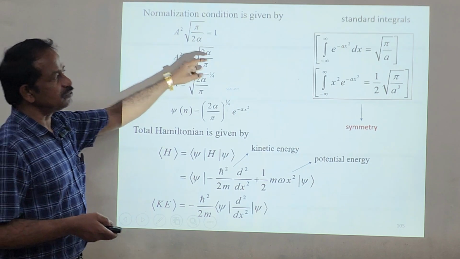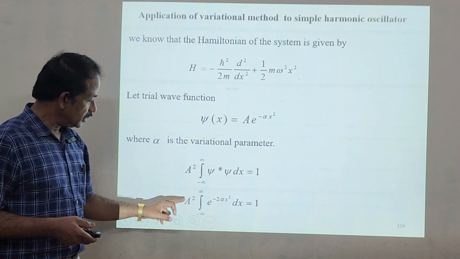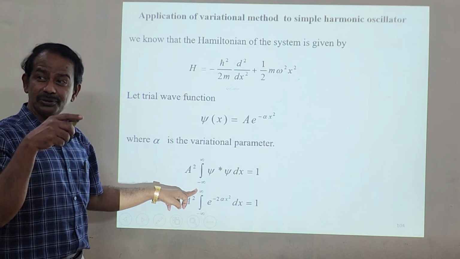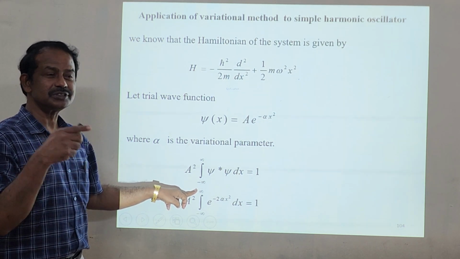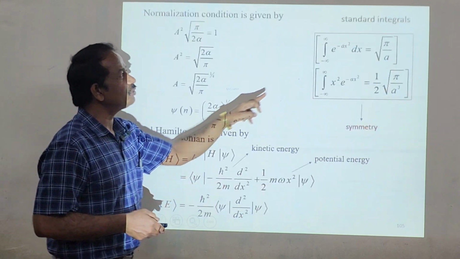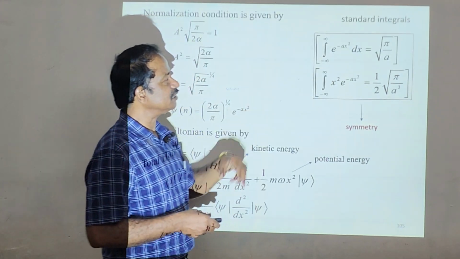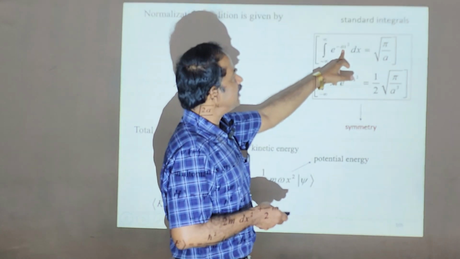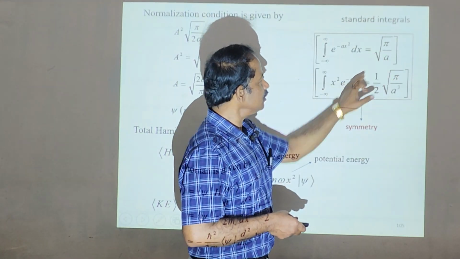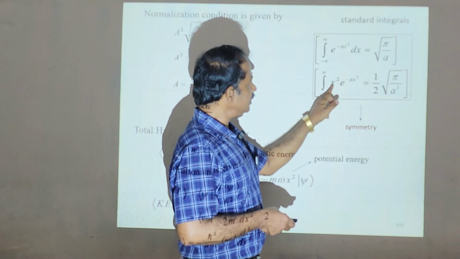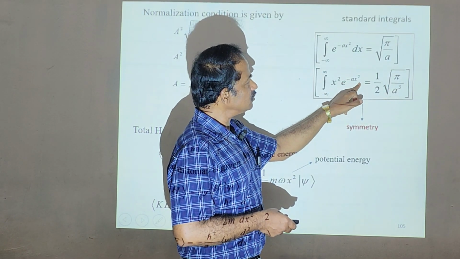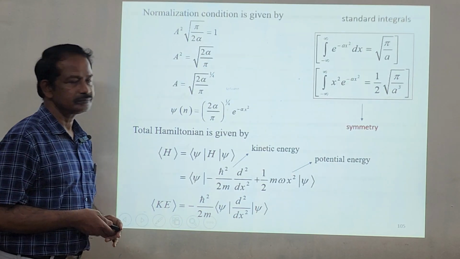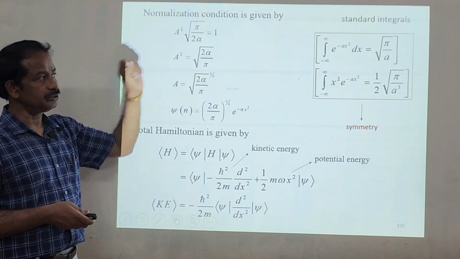For the normalization constant, the limits of e power minus alpha x squared are minus infinity to plus infinity. In the earlier case it was 0 to infinity, and at that time we used the gamma integral, but this time we are going to use some standard integrals, which are given by this. So the integral of e power minus a x squared dx is given by this integral. Okay, the integral of x squared e power minus a x squared dx is equal to 1 by 2 root of pi by a cube. So this integral we are going to use.